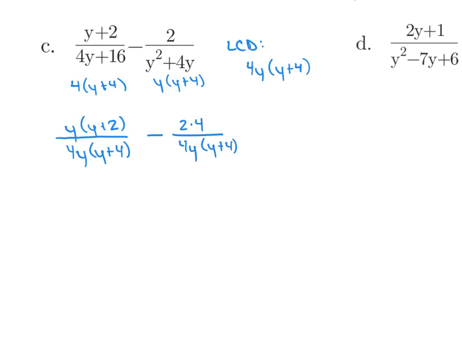All right, so I'm going to go ahead and combine this into a single fraction. And I'm also going to go ahead and distribute. So in the first one, we get y squared plus 2y minus 2 times 4 is 8 over my LCD.